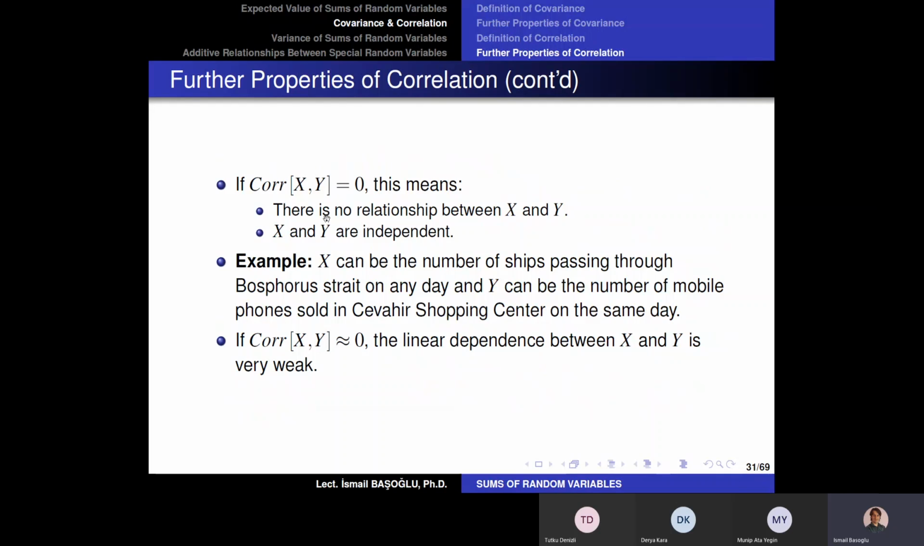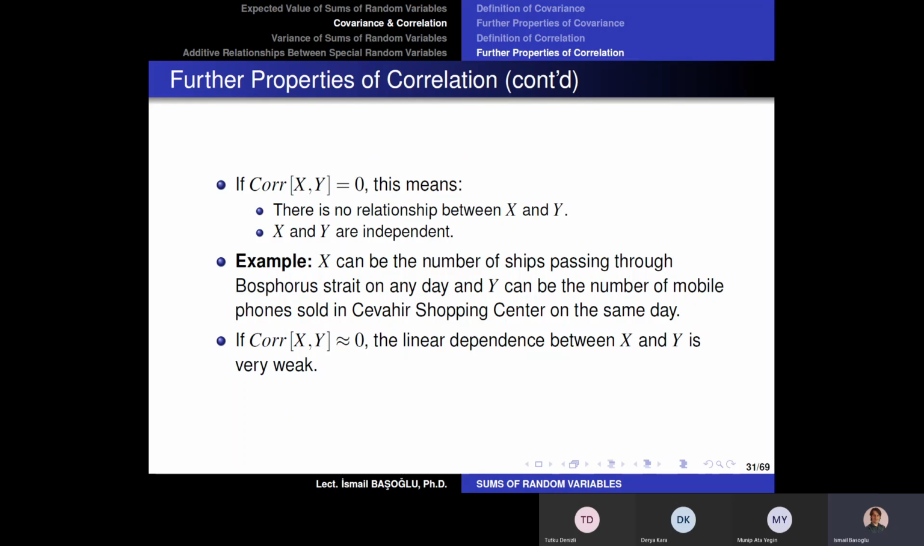Okay, so I need to write here, I need to change that. I am sorry for that. There is no linear relationship between X and Y if the correlation is 0. So X and Y are linearly independent, we say. Linearly independent. But this is what we know as independence.